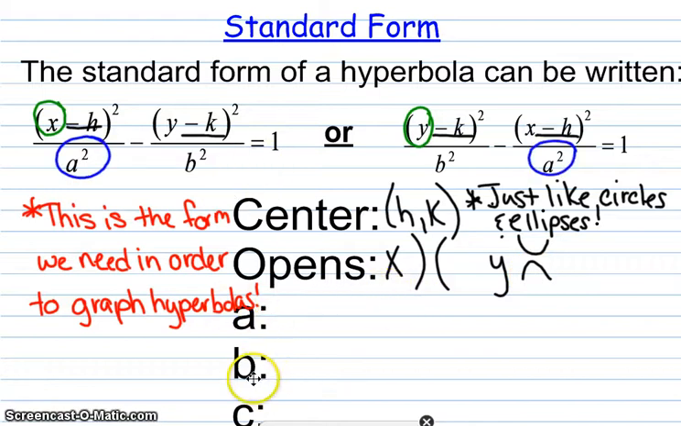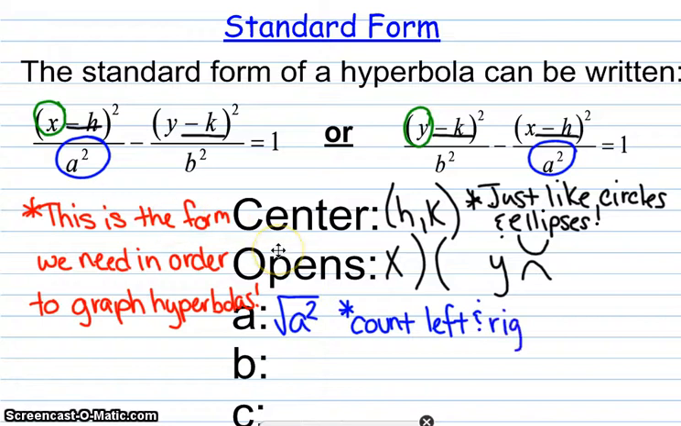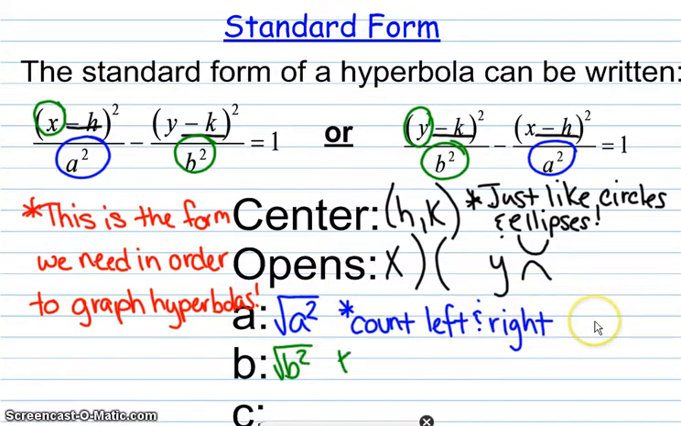Now our A and B, we're going to find the exact same way we did for ellipses. A is always going to be the square root of the number underneath X. So sometimes it's a whole number, sometimes it's a decimal. It just depends on what you get. And just like before, A is going to let you count left and right from your center. Now on the next video, we'll be going through how to graph, especially from the ellipses. So this will be where it becomes important there.